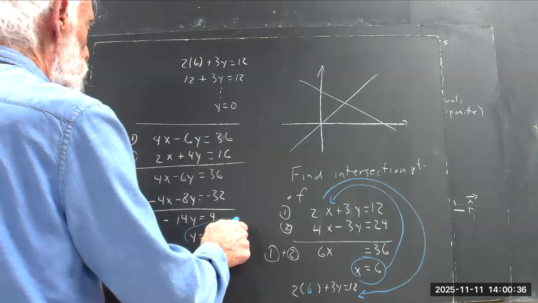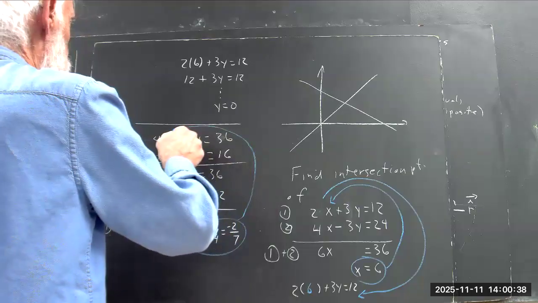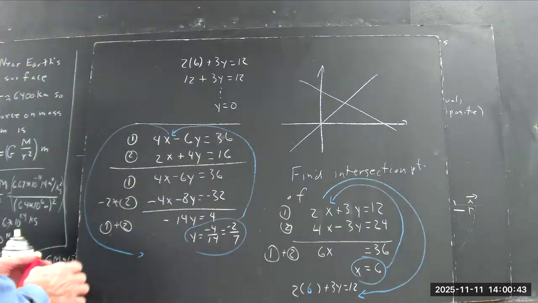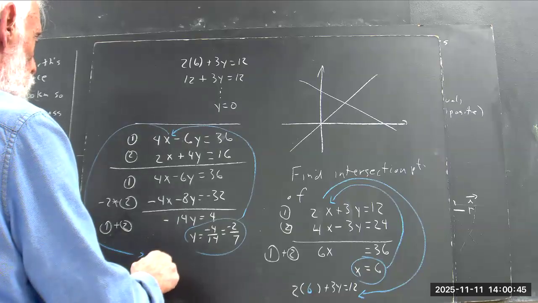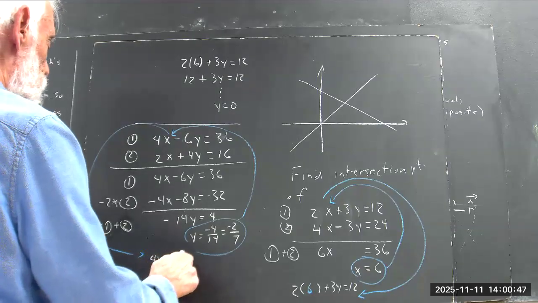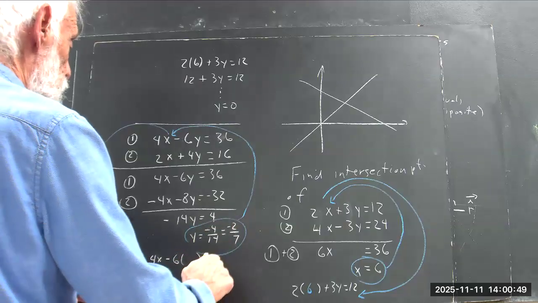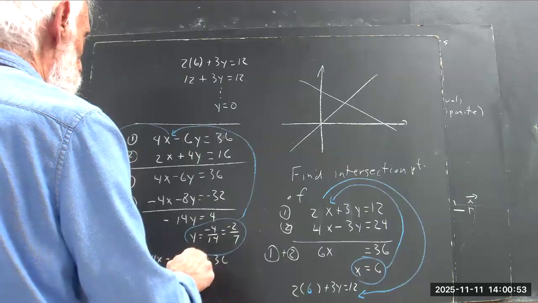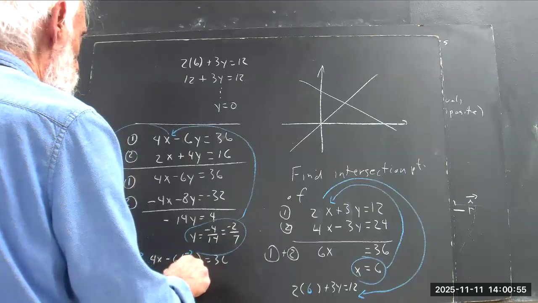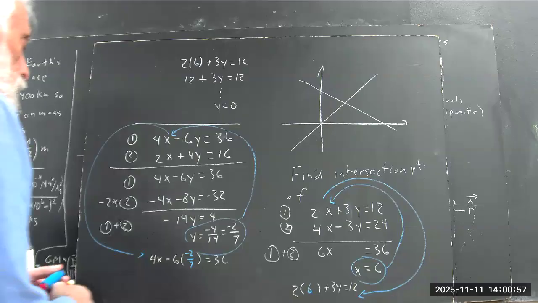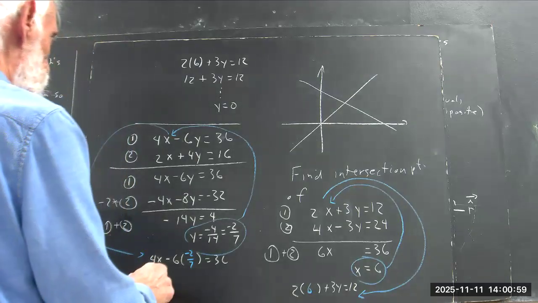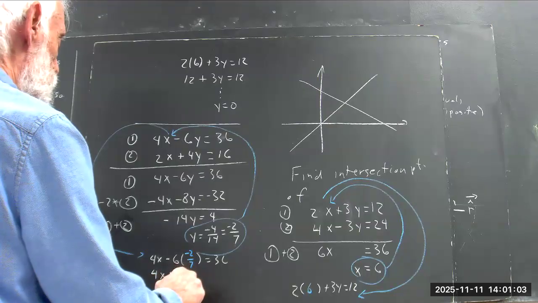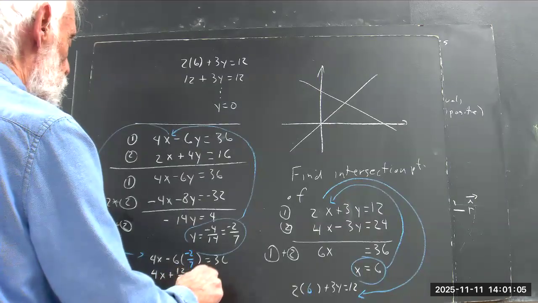Well, I plug that back in. I'll plug it into the first equation. I'll bring the y out here like this. And I'm going to get 4x minus 6 times -2/7 equals 36. Which is 4x plus 12/7 equals 36.